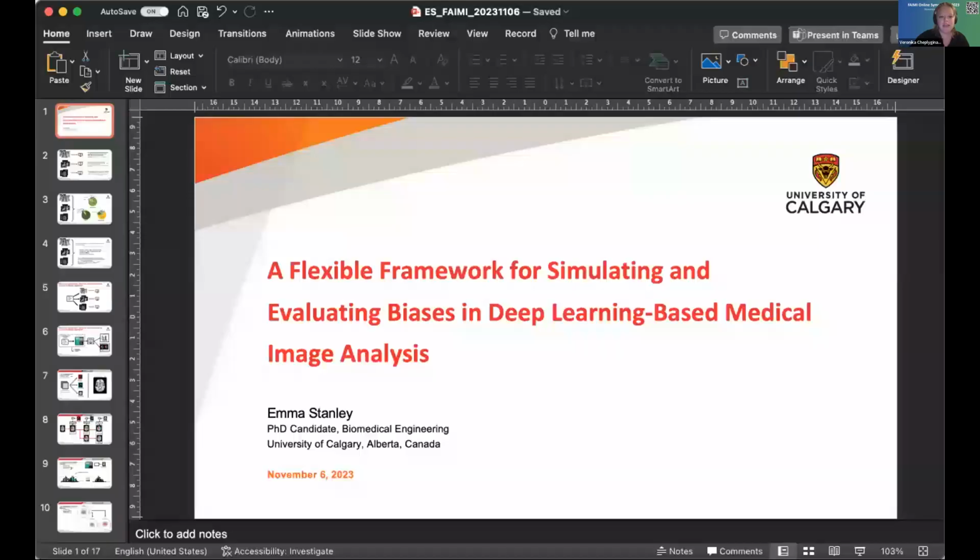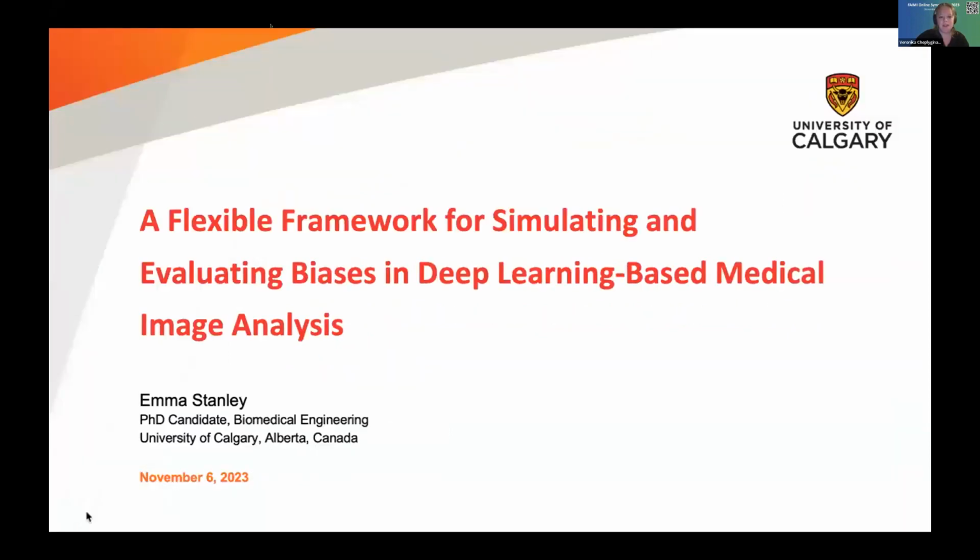The next speaker is Emma Stanley, who is a PhD candidate in biomedical engineering at University of Calgary in Canada. She's currently pursuing her PhD with a medical imaging specialization, and her research focuses on improving understanding of bias and fairness in AI and medical imaging analysis, but she's passionate about responsible and ethical AI in all fields. And Emma, you have the floor.